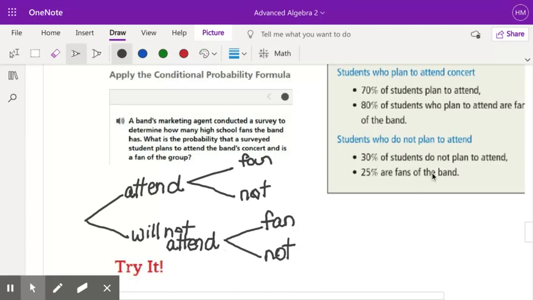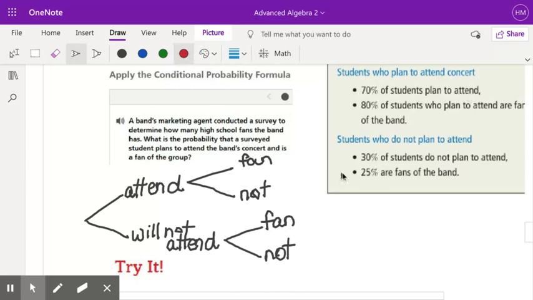And then those who planned to attend and those who didn't, I'm thinking they probably asked fan or not next. So I'm going to go with this first question. Did they attend or did they not attend? And let's look at the probabilities of those first, and then we'll come back and answer the second question. So what percent of students plan to attend? Well, it says right here that 70% of students plan to attend.